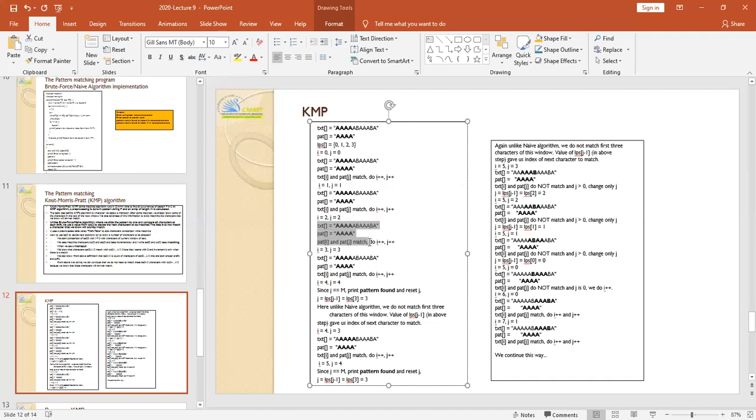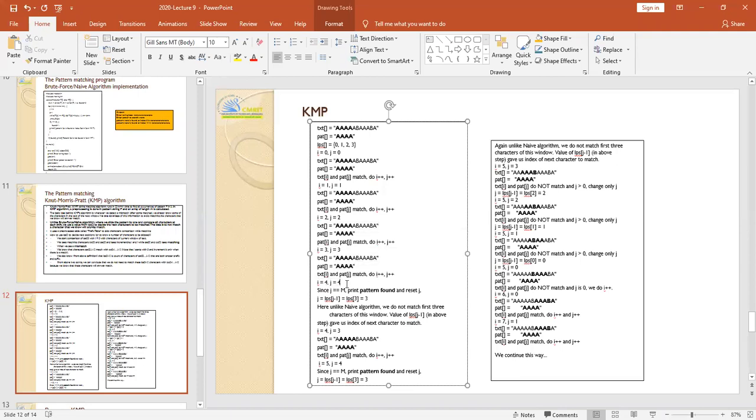If pattern i and j are matching, do i plus plus and j plus plus. So i is equal to 3, j equals 3. So now you come for the last one. Similarly, both are matched. i equals 4, j equals 4.